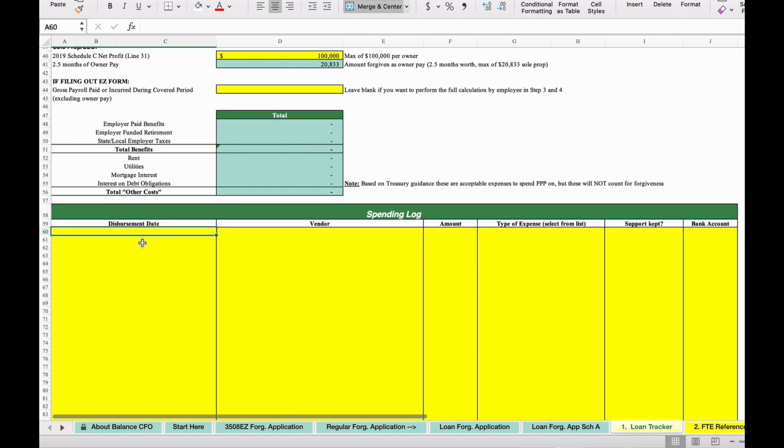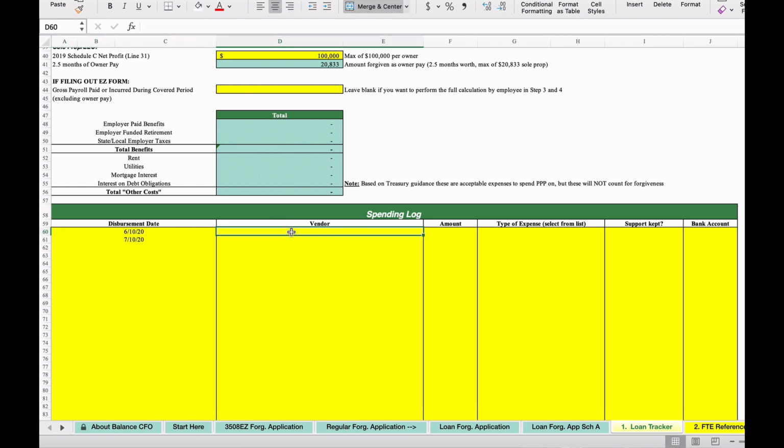I'll do a little bit of it. During the covered period, let's say 6/10/20 and 7/10/20, let's say the only thing I really had was rent to my landlord of $3,000 a month each of those months. Then I'm going to pick rent for both of these. Support kept. Hopefully the answer is always yes.